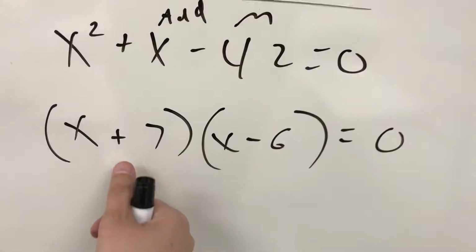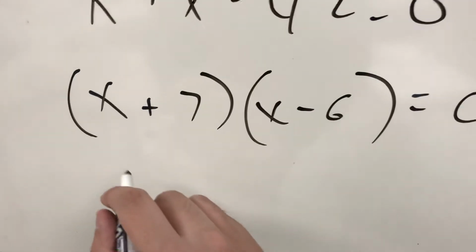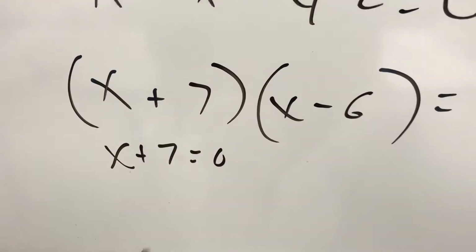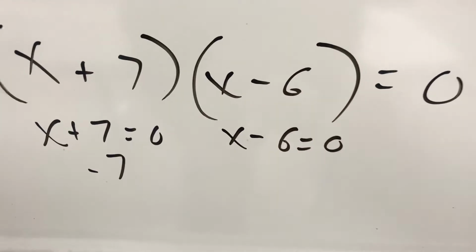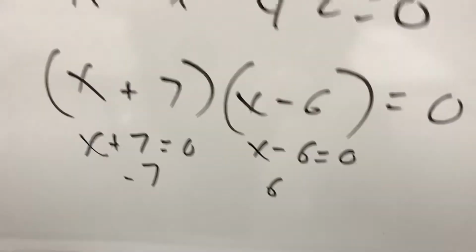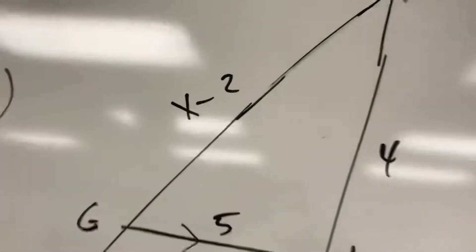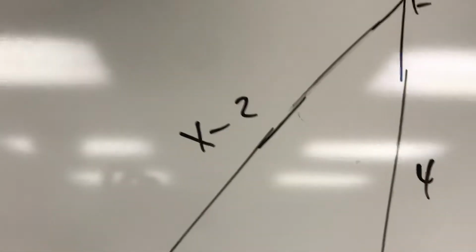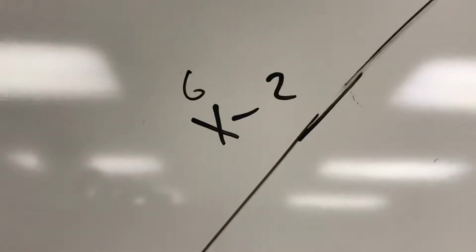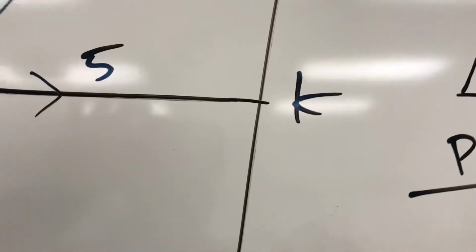So remember, we've got two things multiplying to be 0 here. Zero product property says either the first has to be 0 or the second has to be 0. So if x plus 7 is going to be 0, that would make x negative 7. If there's the possibility of x minus 6 being 0, that means x would be 6. If you go back and look at the diagram, x can't be negative 7 because that would give us a negative side length right there. So x is going to have to be 6. So I'm going to go ahead and fill that in. 6 minus 2 gives us a side length of 4 here. Okay, and down here 6 plus 3 gives us a side length of 9.